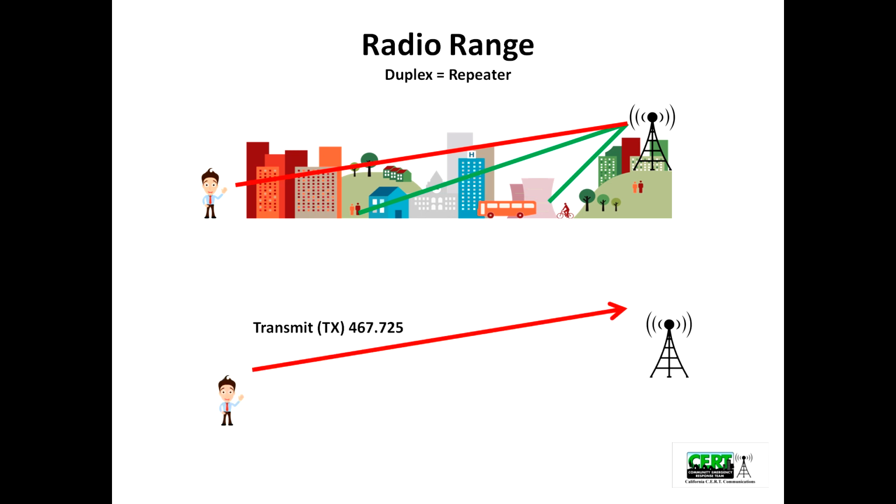So for this example, we're going to use GMRS. The transmit frequency on this is 467.725, and that's the input to the repeater. So when he keys up his microphone, his radio is going out on that frequency. And the return to everybody else is 462.725. There's a 5 megahertz offset there. That way the transmit signal doesn't interfere at all with the receive signal.